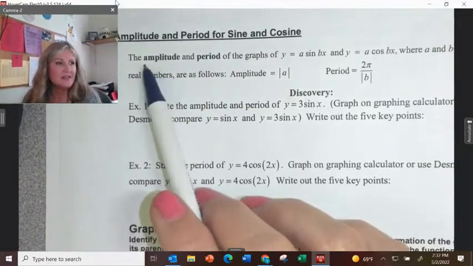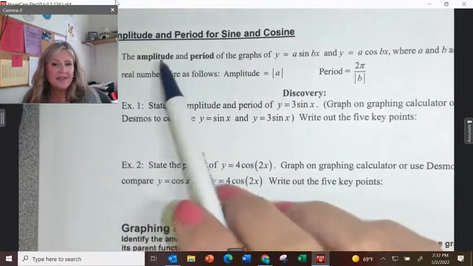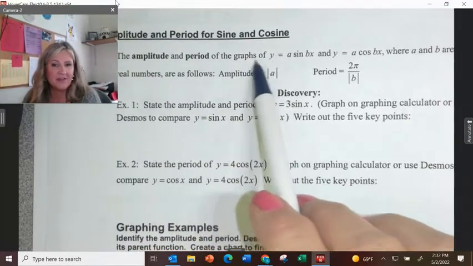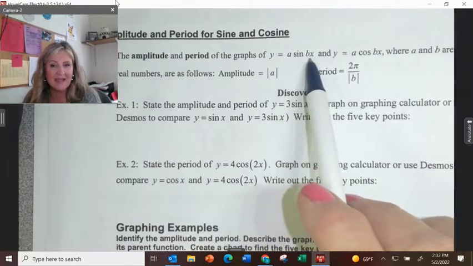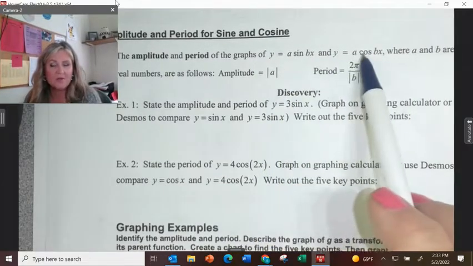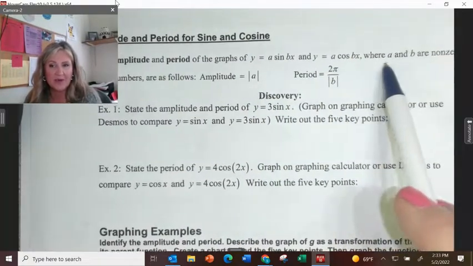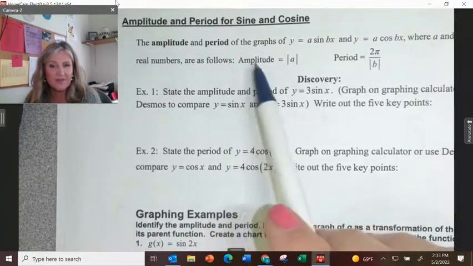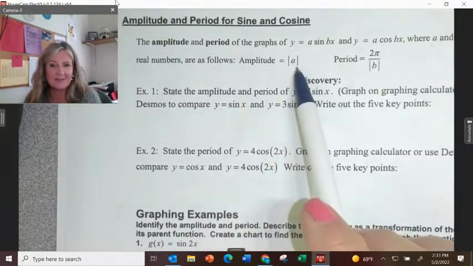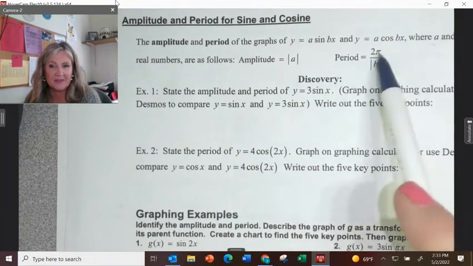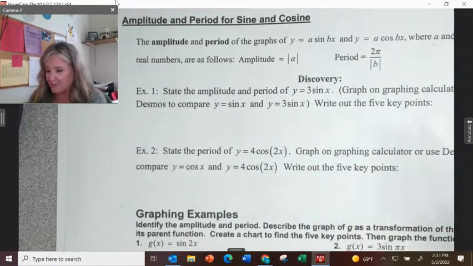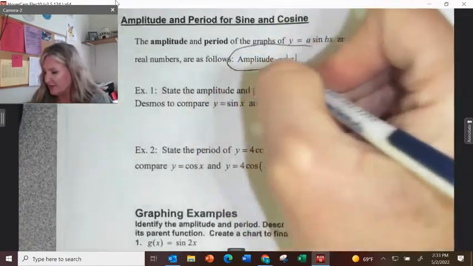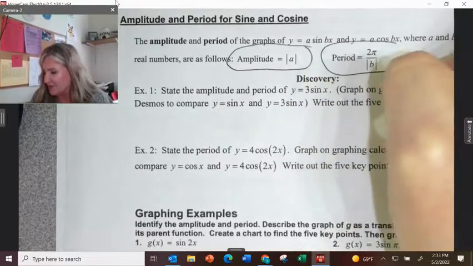So here they're telling us the amplitude. The amplitude and the period of the graphs of y equals a sine bx and y equals a cosine bx, where a and b are non-zero real numbers, are as follows. The amplitude is always going to be the absolute value of a, and the period is going to be 2 pi over the absolute value of b. Circle those. They're going to come in handy later when they ask you about that.